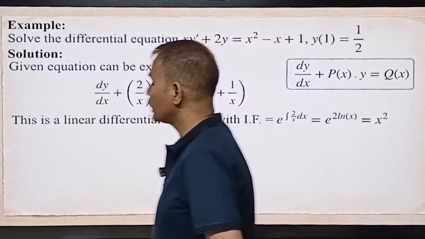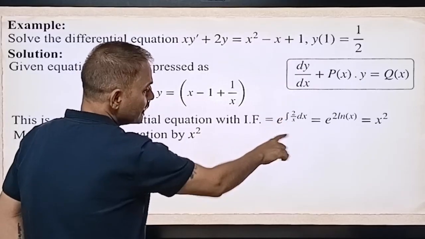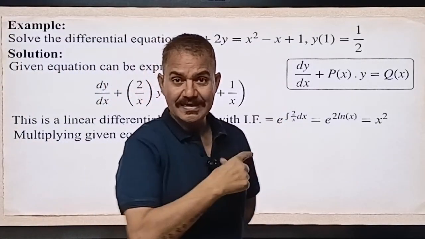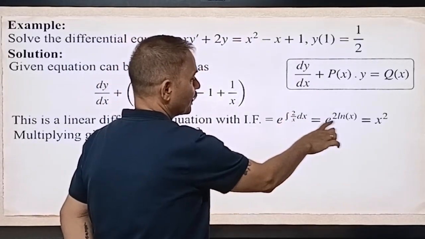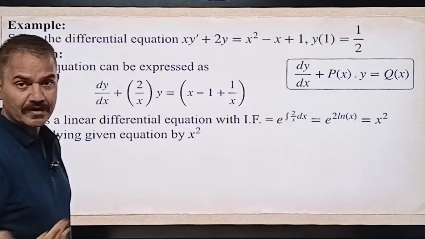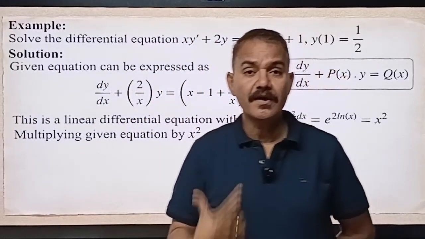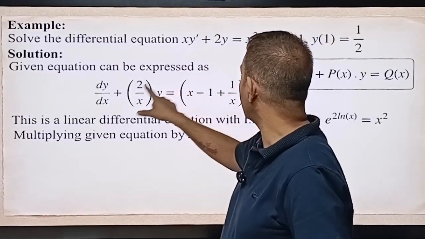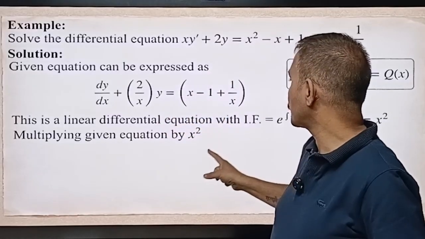So this is the linear differential equation whose integrating factor will be e raised to the power of integration of 2 upon x dx, and as I said, these integrations are usually very easy. Integration of 2 upon x will be 2 ln x, which gives x squared. The next step is to multiply the given equation by your integrating factor. So when you multiply this equation by x squared, what do you get?